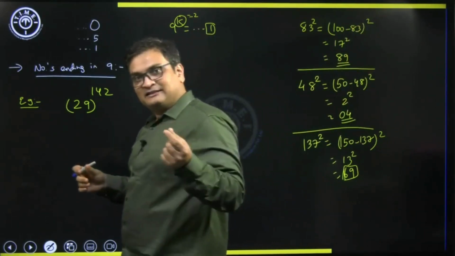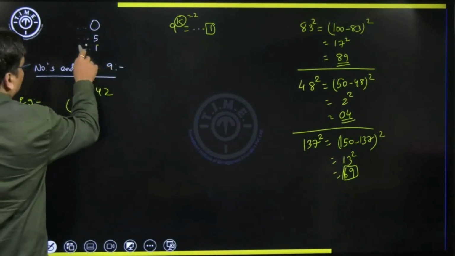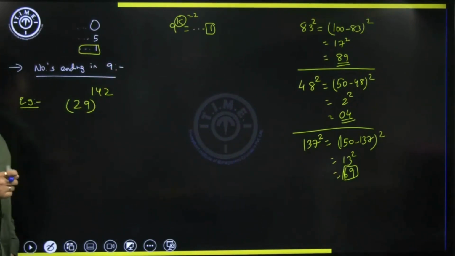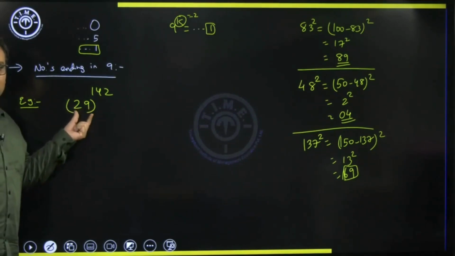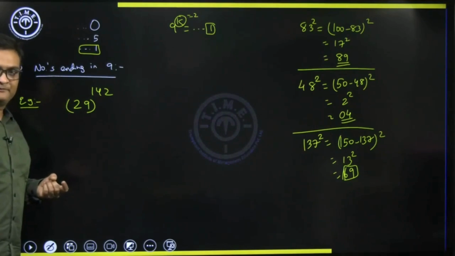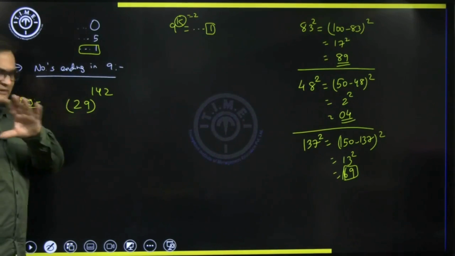Why this ending with 1 is important is, if you remember in the previous class, for numbers ending with 1, we shared a formula. Now, the moment I am able to convert this number, 29, into a number ending with 1, I can use this formula that was discussed for numbers ending with 1. I will just show it to you.